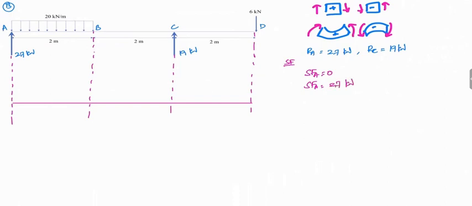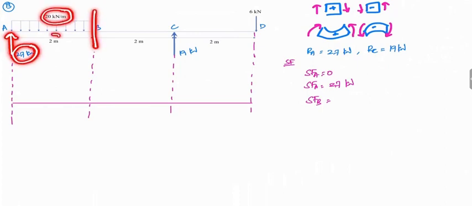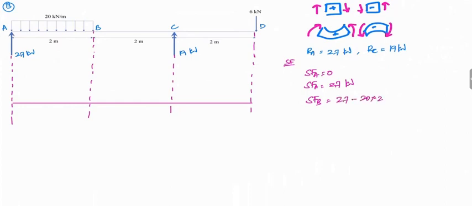Now your section will move towards this point, and you could see your section is at B, and here I can write the shear force as SF at B. If you stand here, there is an upward force of 27 kN, which makes it positive 27, and a downward force of 20 kN per meter for a 2 meter distance, which makes it negative. That is, you can write this as 27 minus 20 into 2, which makes it 27 minus 40, that is minus 13 kN.